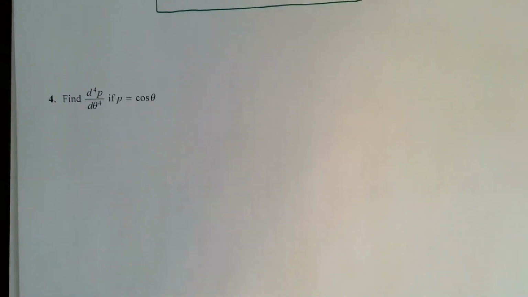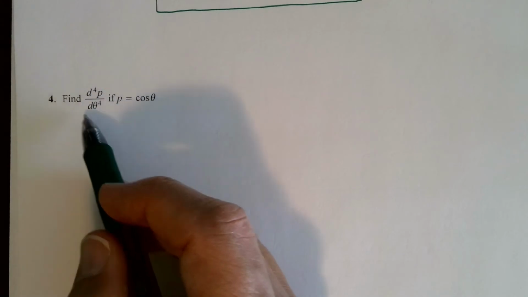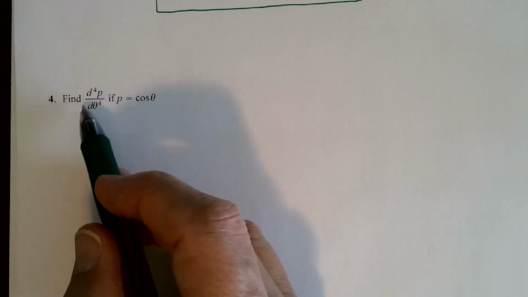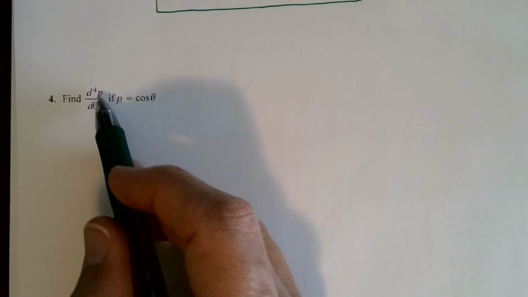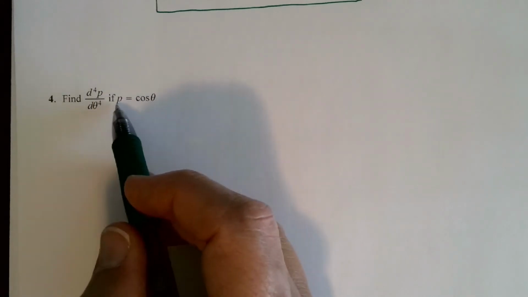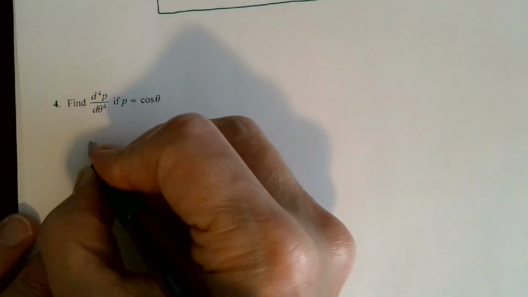Now, look at number 4. What in the world is this asking me to do? What is this crazy expression? You want to remember what that is. That's the fourth derivative, right? This is Leibniz notation for the fourth derivative of p with respect to theta. P is a function of theta. What's its fourth derivative?